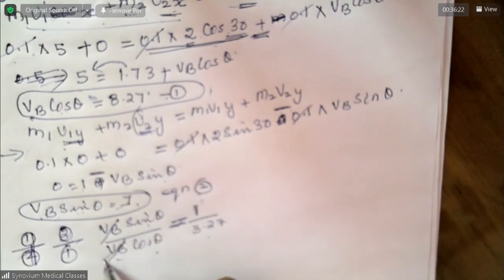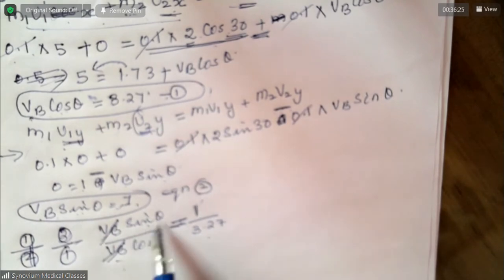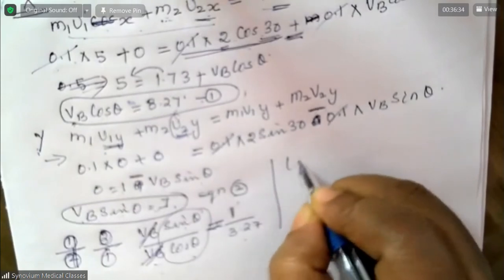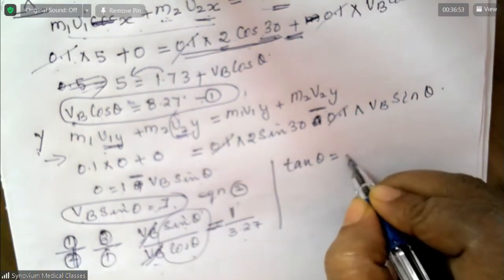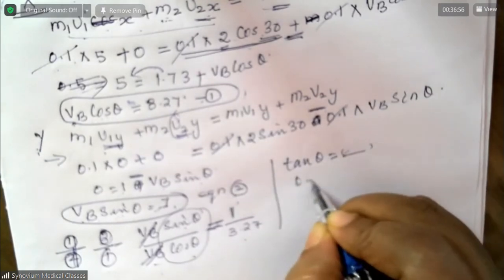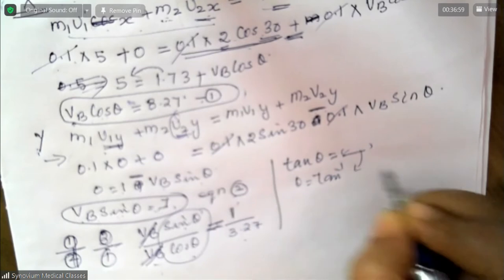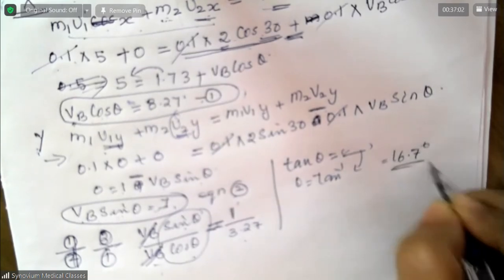Why do we do this? Because now we can eliminate this VB. Now what is sine theta by cos theta? Tan theta. So what do you get? Tan theta is equal to 1 by 3.27. Theta is equal to tan inverse of this. This answer is around 16.7 degrees, about 17.